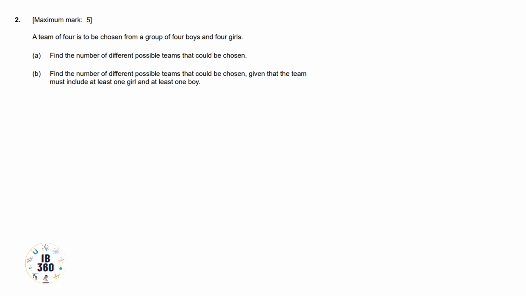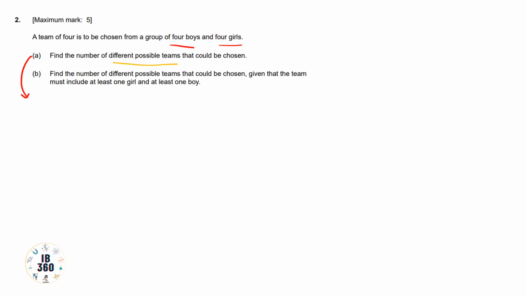A team of 4 is to be chosen from a group of 4 boys and 4 girls. Find the number of different possible teams that could be chosen. This problem is from the combination part. We need to find out the combination. Now here probability also lies there, but we need to find out different possible teams, different possible combinations. So the first problem is just the combination.